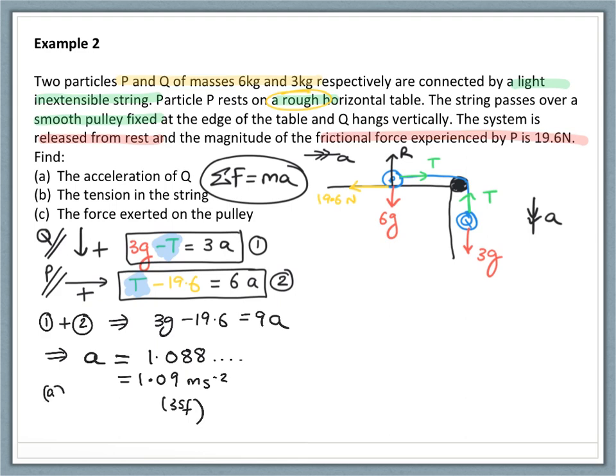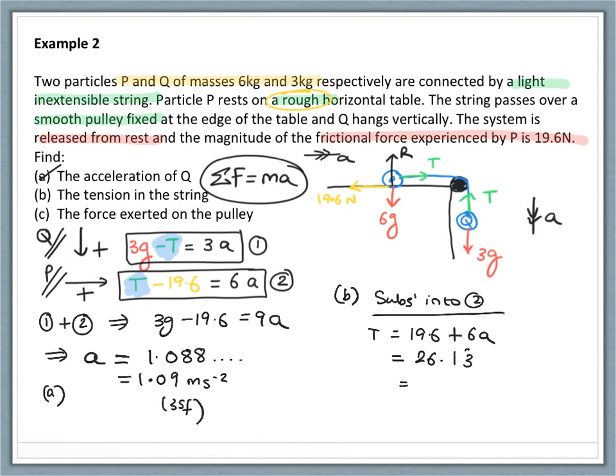So we've completed part A, the acceleration. Let's look at part B, calculating the tension. We need to substitute back into either equation. I'm going to substitute back into equation 2, very simply. So my tension equals 19.6 plus 6a, which gives me a value of 26.13 recurring, 26.1 newtons to 3 SF. And part B is complete.